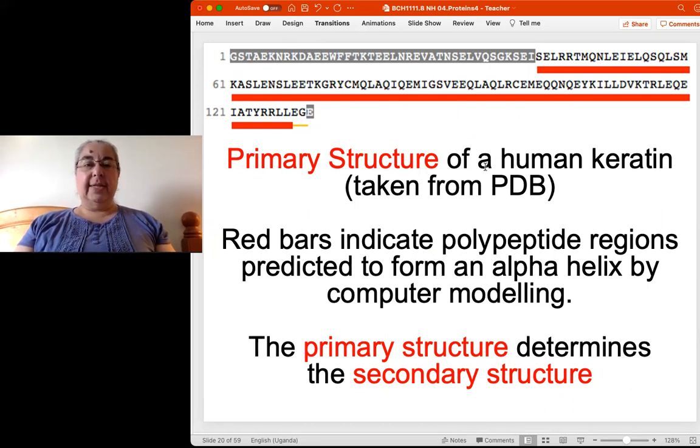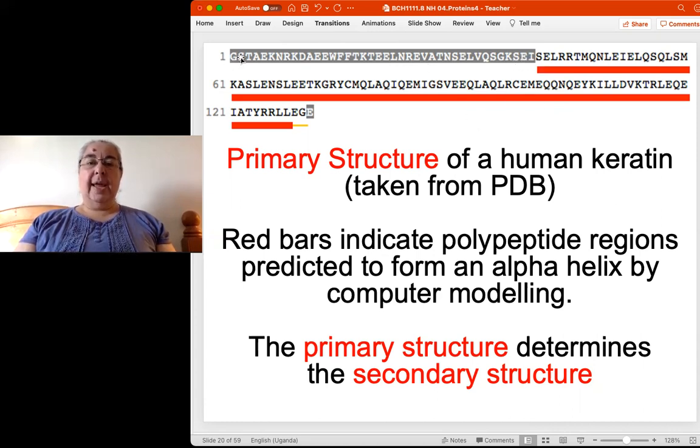I say a human keratin because we have a number of different genes coding for slightly different keratin proteins. We have different keratin in our hair and in our skin and in other parts of our body. They're all keratin, but there are slight differences. So this is one of the human keratins. And I used the prediction software in the protein database to predict whether or not a particular amino acid sequence is likely to form secondary structure. And this is what we find for keratin.